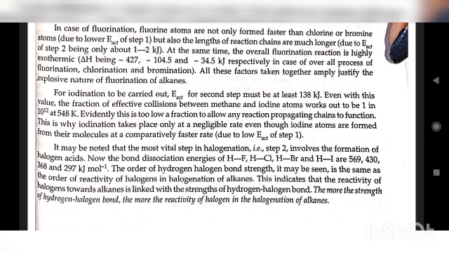For iodination to be carried out, E activation for second step must be at least 138 kJ. Even with this value, the fraction of effective collisions between methane and iodine atom works out to be 1 in 10 to the power 12 at 548 Kelvin. Evidently, this is too low a fraction to allow any reaction propagating chain to function. This is why iodinations take place only at a negligible rate, even though iodine atoms are formed from their molecules at a comparatively faster rate.